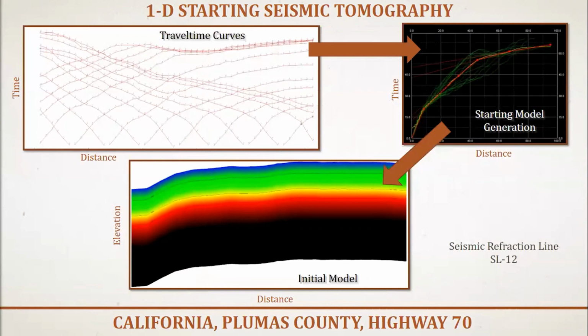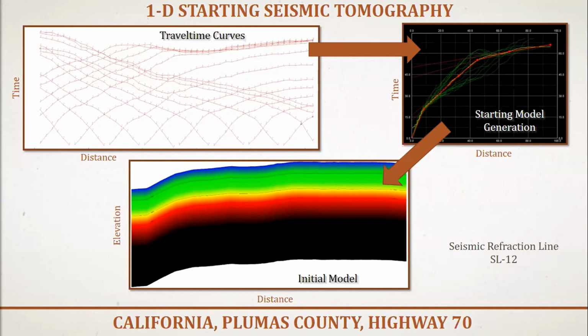For SL12, we encountered a complex structure that was problematic for layer-based processing. The travel time curves indicated the presence of one or more structures, such as a fault or an intrusion, that made processing this line using GRM very difficult. So due to the complex structure, we opted for a 1D or smooth starting model to process this data.